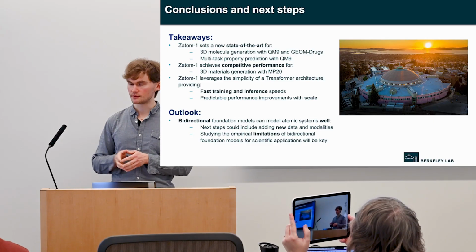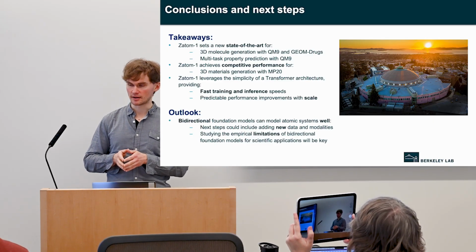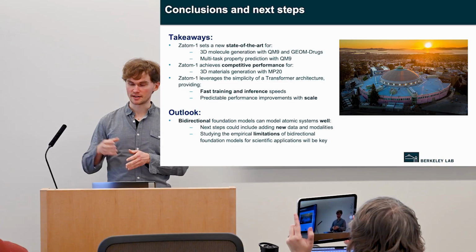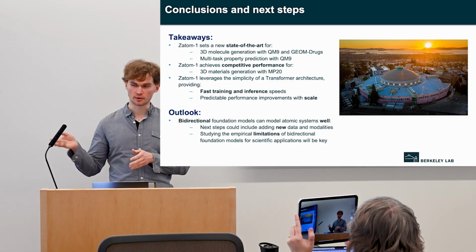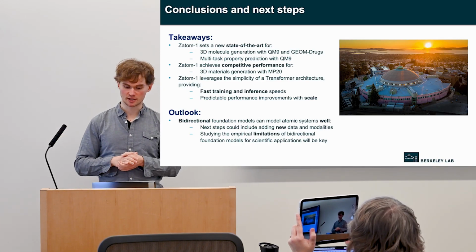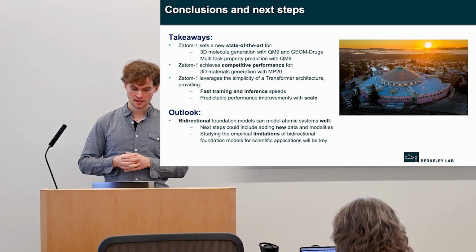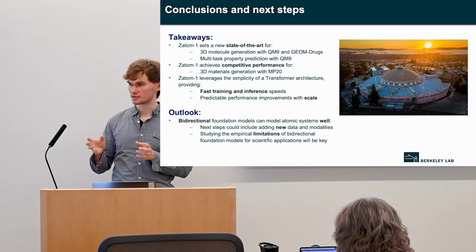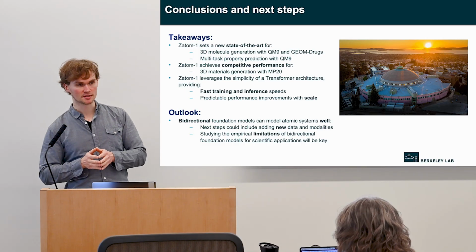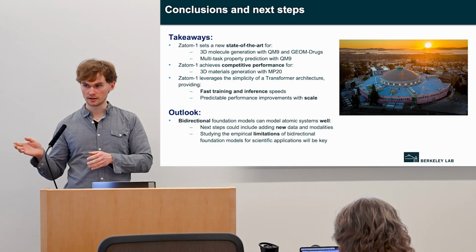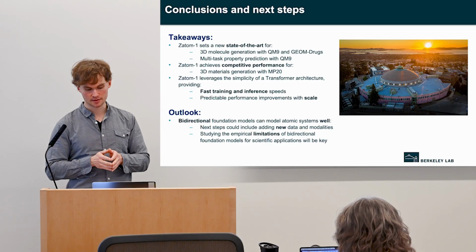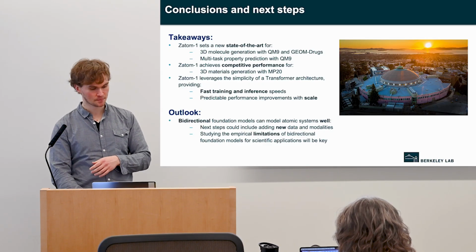But we also want to look at a few new things in future work. We want to see about adding new data modalities. Right now, we have molecules and materials, but what about proteins and RNA? They're related systems. Could we adapt those to the model as well, and see whether it mutually benefits from them? And second, we want to understand the actual limitations of these bidirectional types of models for scientific applications. Where are they good, and where are they worse than maybe autoregressive models? We really want to understand that kind of future work.